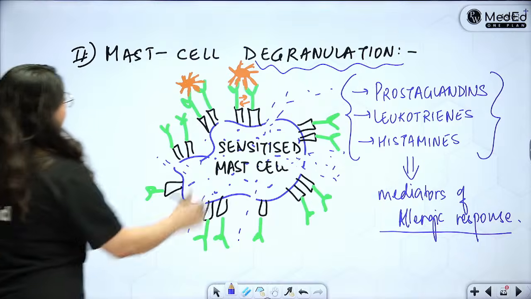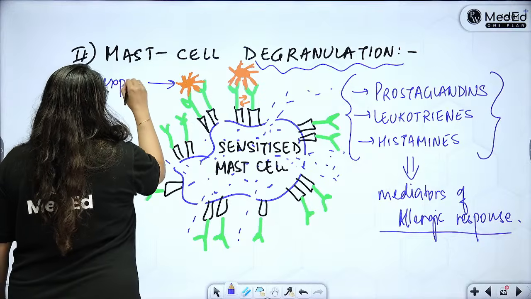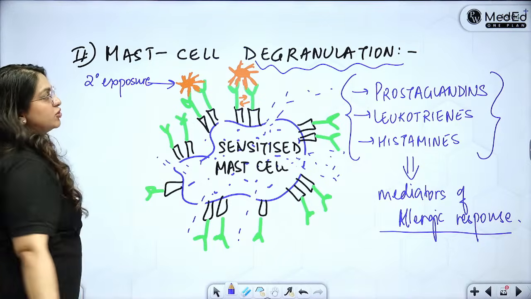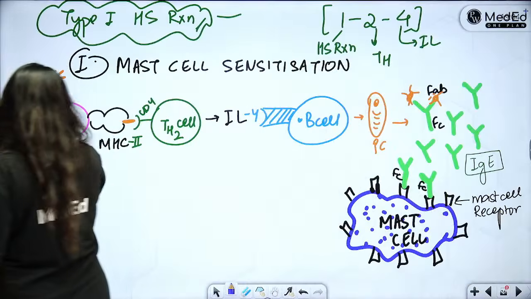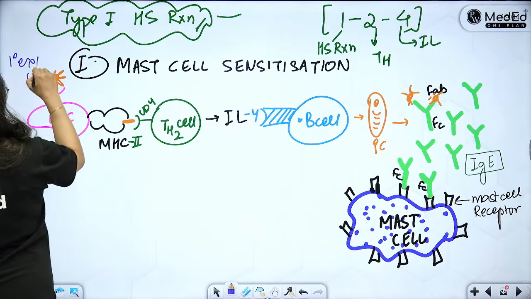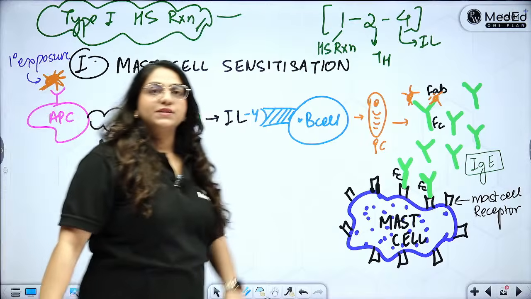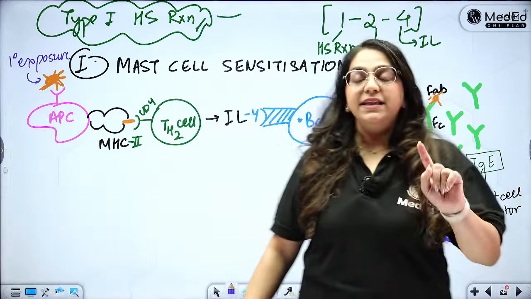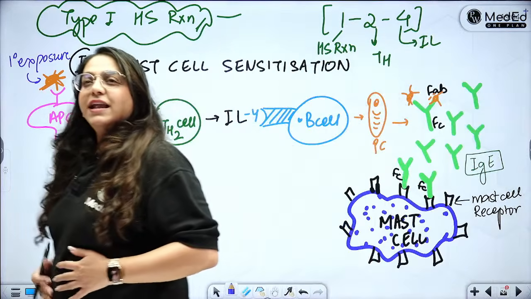So what had happened here? This was a secondary exposure, okay? And what had happened here? This was a primary exposure. So always write type 1 hypersensitivity reaction in 2 steps. The first step is mast cell sensitization and the second step is mast cell degranulation.